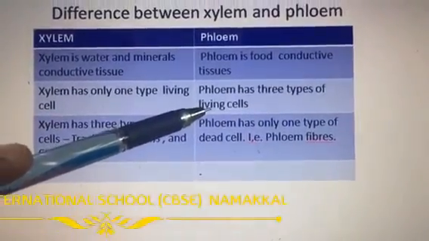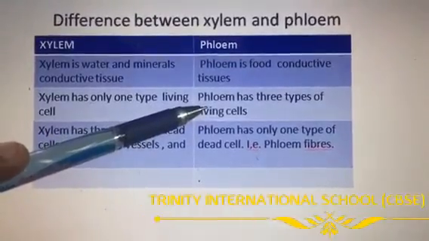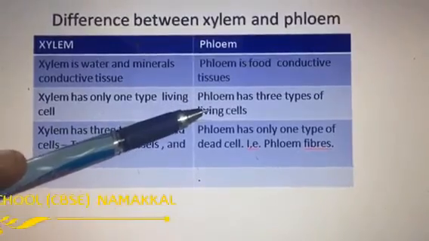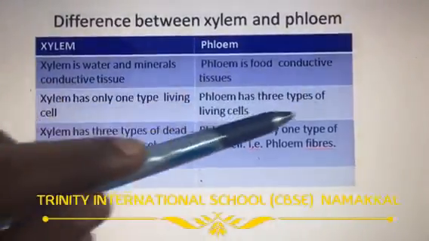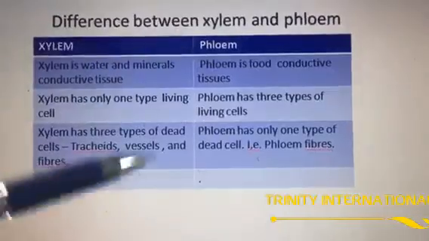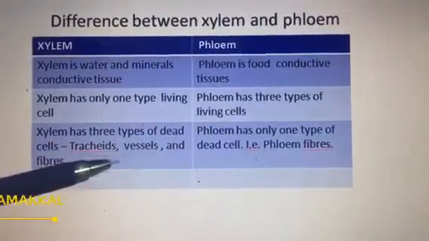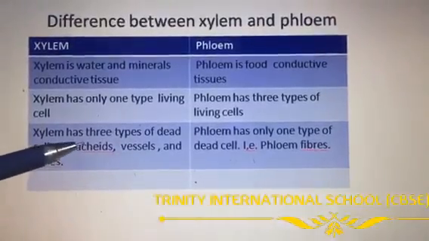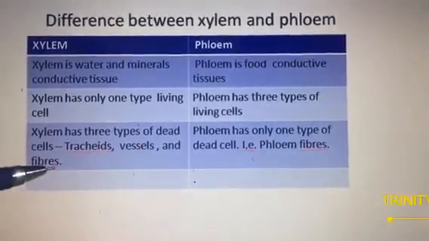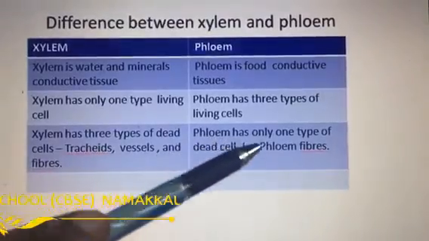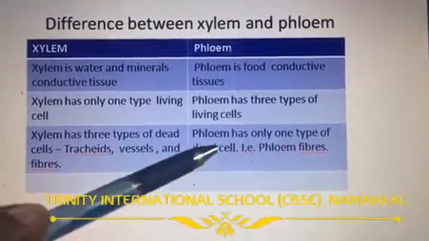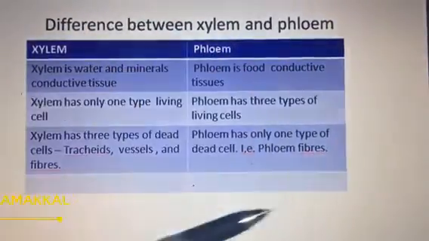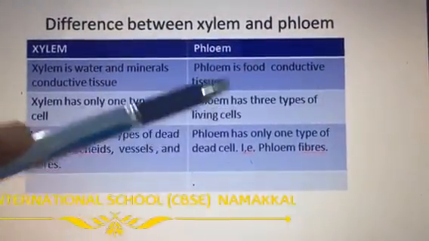What are they? Sieve tubes, companion cells, and phloem parenchyma. So these are the three living cells in the phloem. Xylem fiber is a dead cell. Xylem has three types of dead cells: tracheids, vessels, and fiber. Phloem has only one type of dead cell, that is phloem fiber. We discussed this already. So these are the differences between the xylem and phloem.